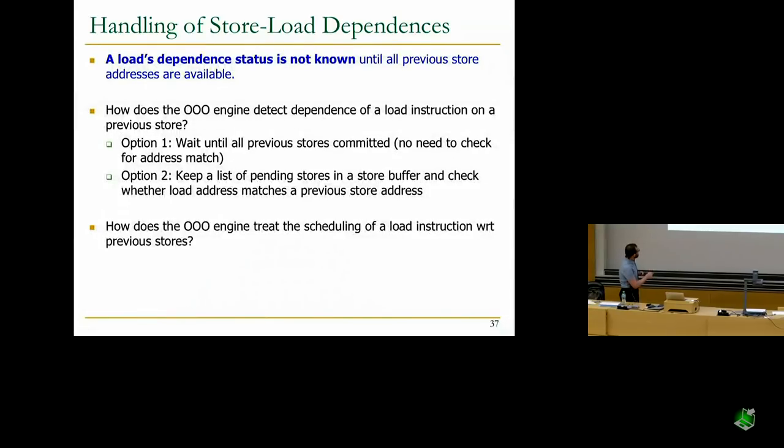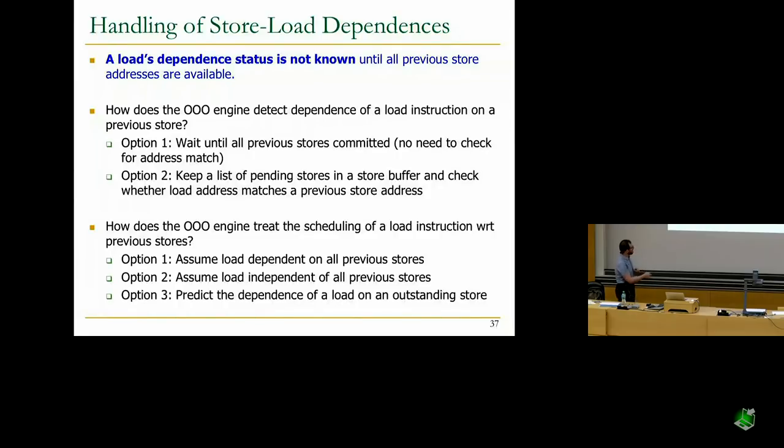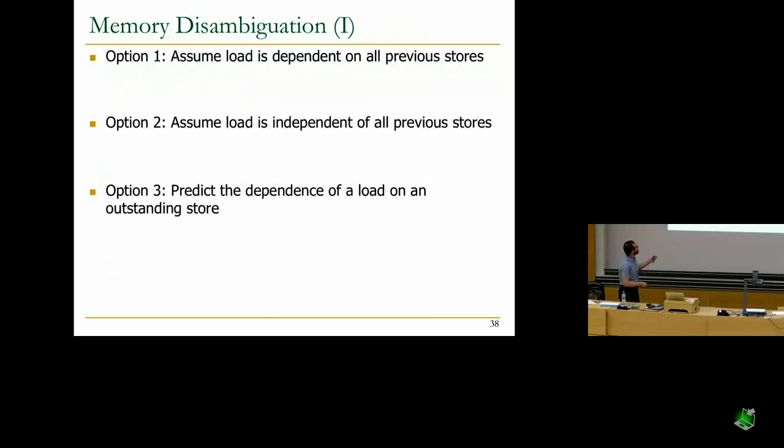The second question is, how does the out-of-order engine treat the scheduling of a load instruction with respect to previous stores? And this is what we just discussed. Assume the load is dependent on all previous stores. Assume that you do this. Now you have the question. You can assume the load is independent of all previous stores and predict the dependence. Let's take a look at these three options, their upsides and downsides.